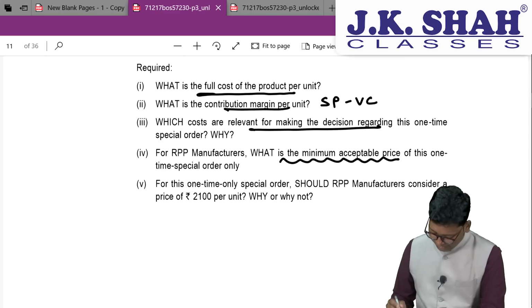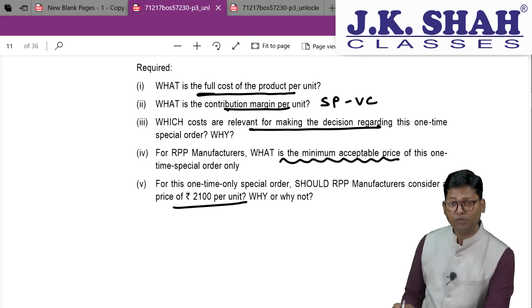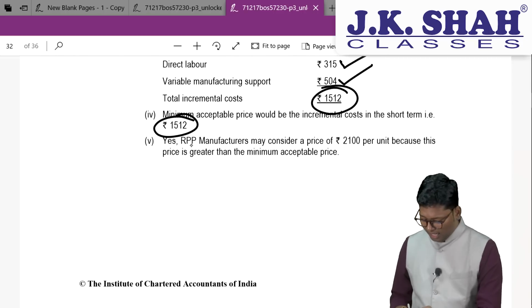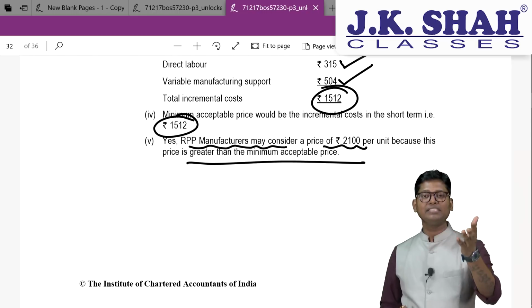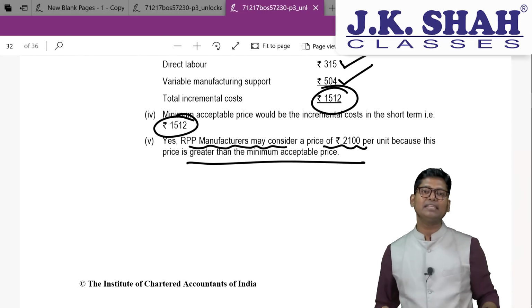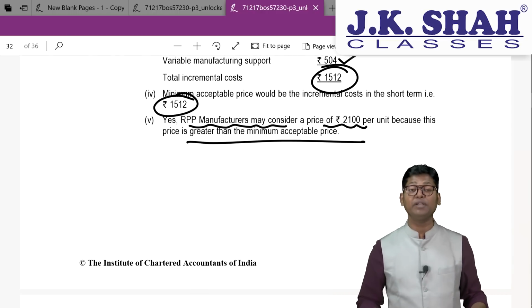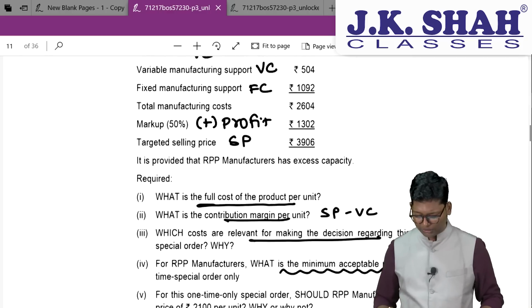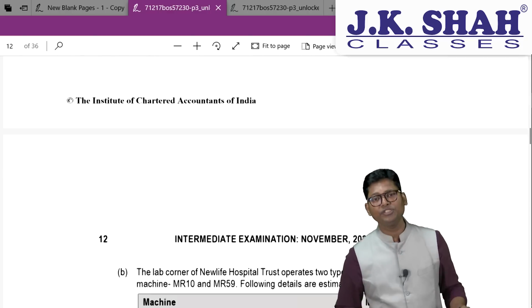And finally, for this one time only special order, should RPP manufacturers consider a price of 2100 per unit? If yes, then why? If no, then why not? Both the things are asked. Yes, RPP manufacturer may consider this price because it is greater than the minimum acceptable price. So your profitability is covered in this price. That's why your answer must be yes. You should accept this particular price because profit is covered. And this is the end of discussion. The very easiest part of question number 13A has been covered. Only question answer, but appropriate answers are expected here.